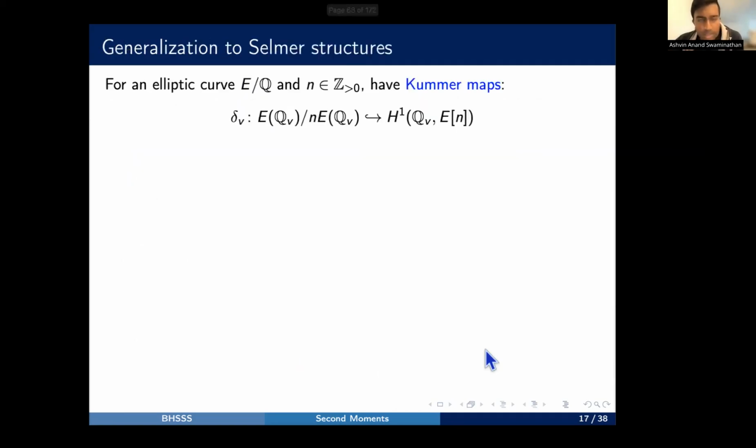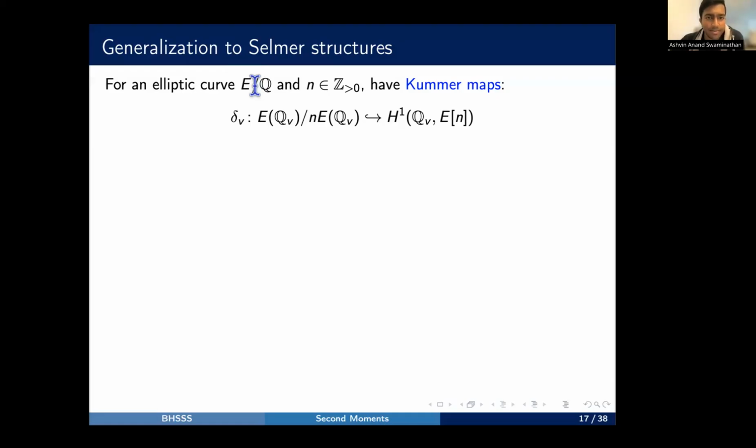Okay. So now I want to talk about a small generalization of this result on boundedness of the second moment. We're going to generalize it by replacing the two-Selmer group with the Selmer group associated to a general Selmer structure. So here's where I get to define Selmer groups.